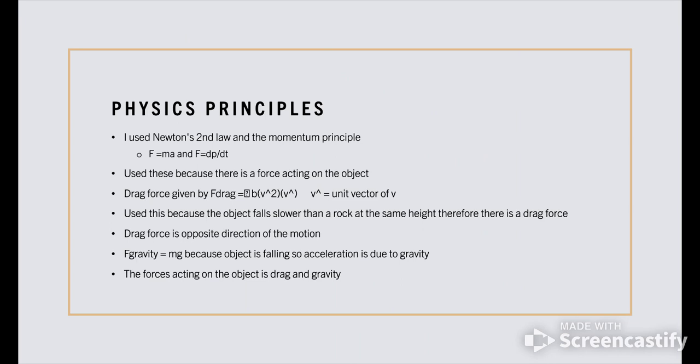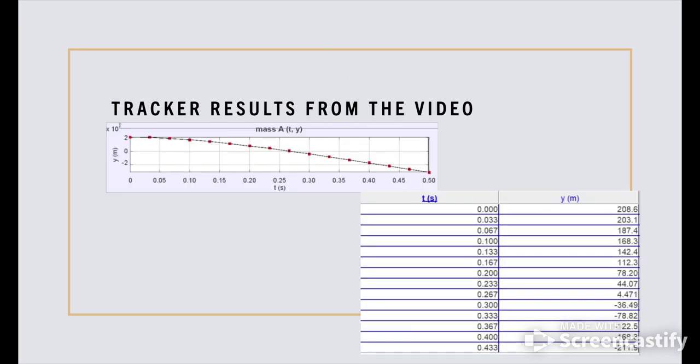I use this because the object falls slower than a rock at the same height, therefore there is a drag force. Drag force is in the opposite direction of the motion, so if the motion is going down, the drag force is pointing up. And the force of gravity is given by mass times gravity, because the object is falling, so acceleration is due to gravity. The forces acting on the object are drag and gravity.